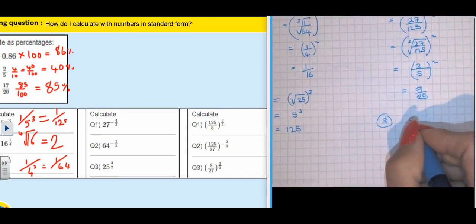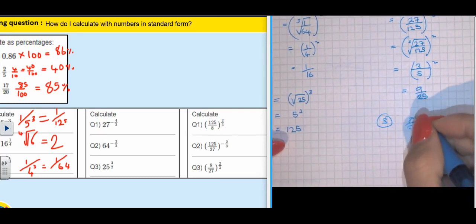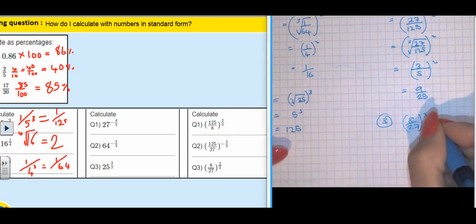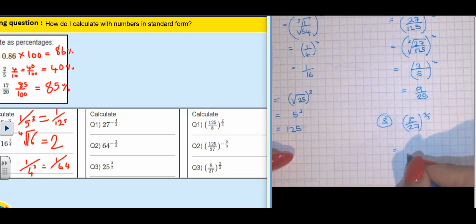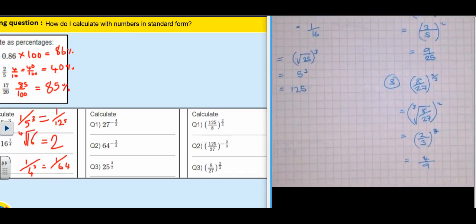And the third question, 8 over 27 to the power of 2/3. We want to cube root and then square. Cube root of 8 over 27, squared. Cube root of 8 is 2. Cube root of 27 is 3. 2, oops, that should be squared. 2 squared is 4. 3 squared is 9.